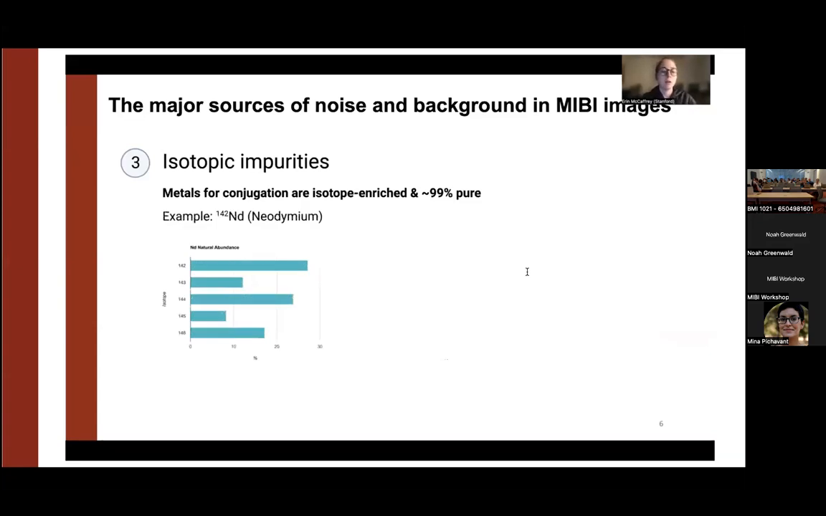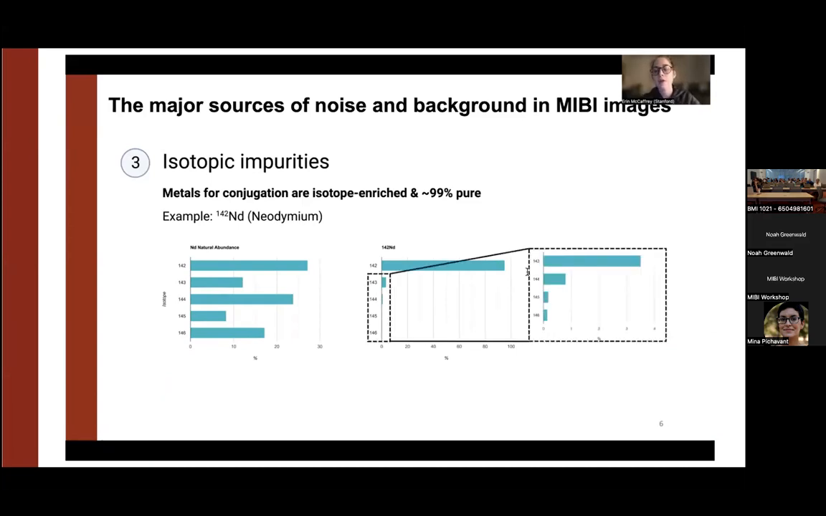So if we look at the example of 142 neodymium, neodymium itself has isotopes that naturally occur across these 5 different mass channels. However, when we want to conjugate an antibody to 142, we use a stock of neodymium that has been isotope enriched, where you can see here now nearly 99% of the composition of that stock is comprised of the neodymium isotope at 142. However, because we cannot completely purify these isotopes, we can appreciate that we still have what are very minor contributions of the remaining mass isotopes for this particular element.